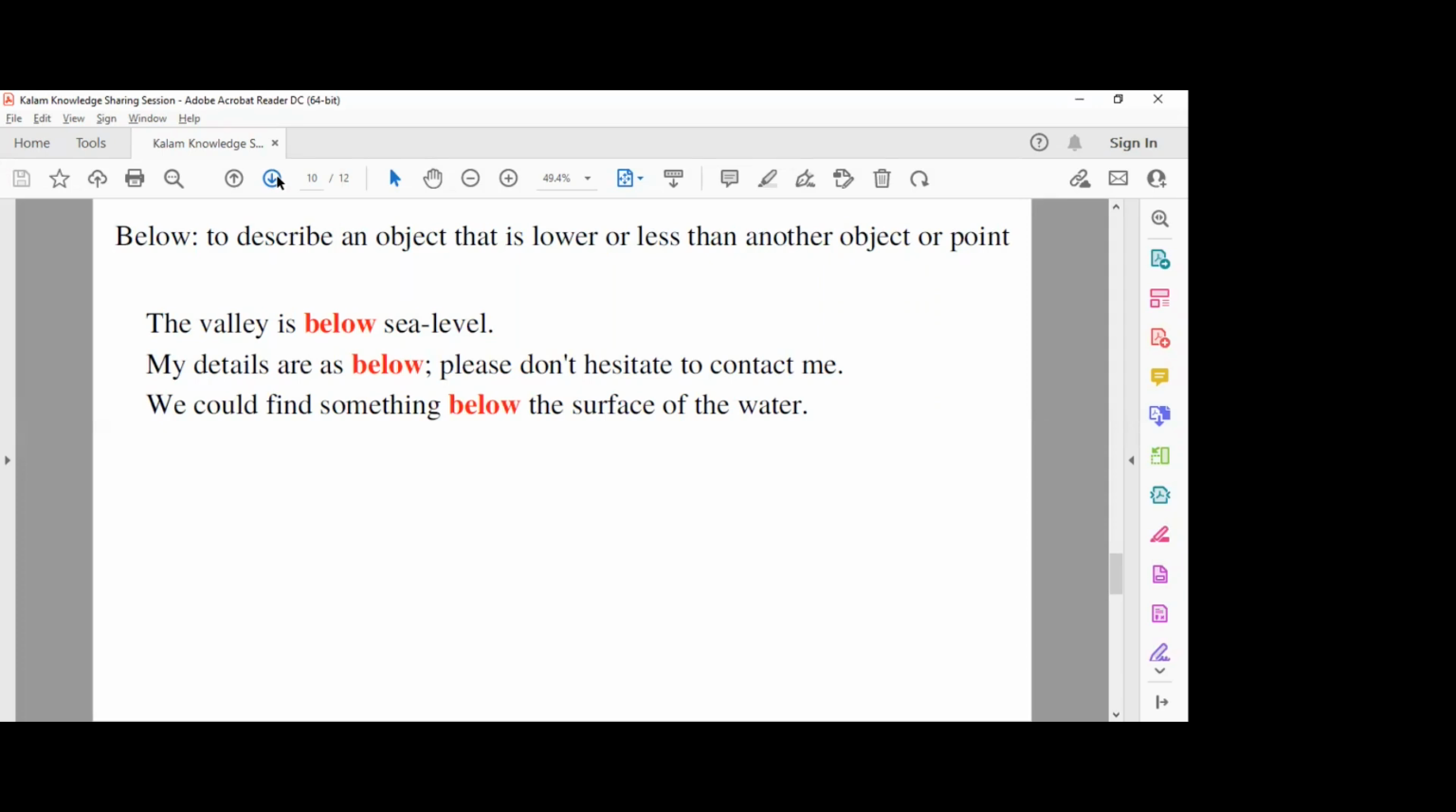My details are below. Please don't hesitate to contact me. Here we are telling about my information, my details are below in a particular place. So don't hesitate to contact me. The next one is: we could find something below the surface of the water. Here we are pointing out that we could find something below the surface of the water. We are not specifically mentioning anything, we are saying something under the surface of the water. So here also we have to use below.